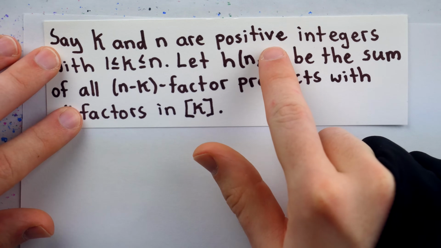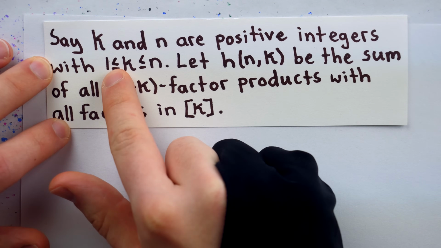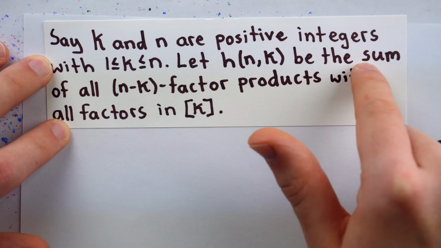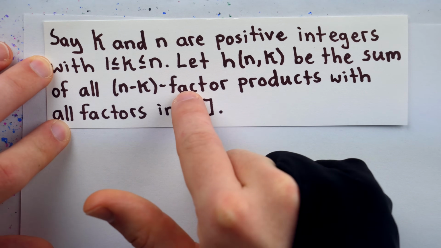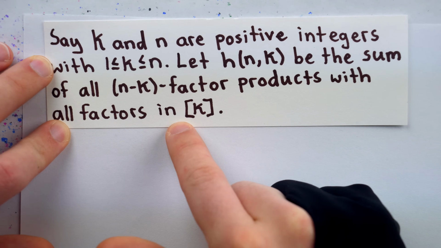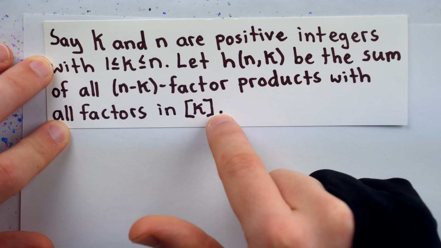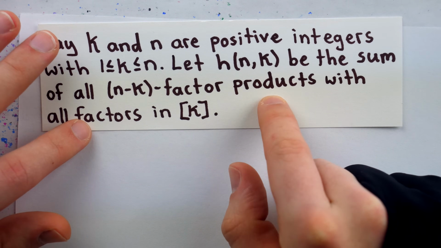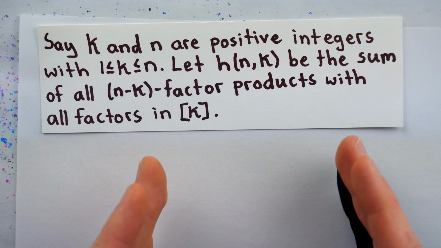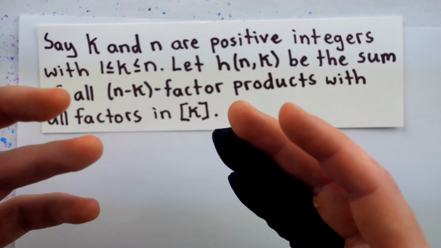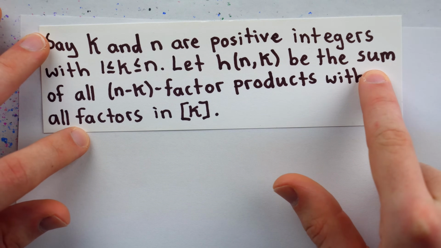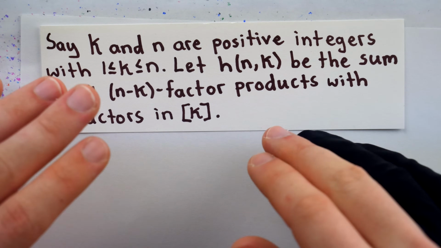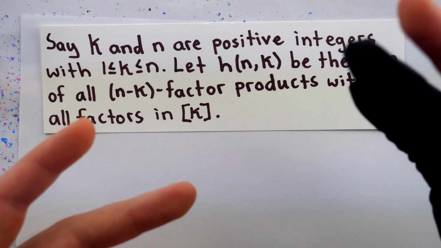Say k and n are positive integers, with both of them at least 1, and n is at least k. Then, let h of n, k be the sum of all n-k factor products with all of the factors in the set of the first k positive integers. A factor in a particular product is allowed to repeat, however, we should write the factors in increasing order, so 1 times 2 and 2 times 1 wouldn't both occur in a sum. So when we say this is the sum of all products, we mean up to ordering. We're not considering the different ways a product could be ordered, because order of multiplication doesn't matter.